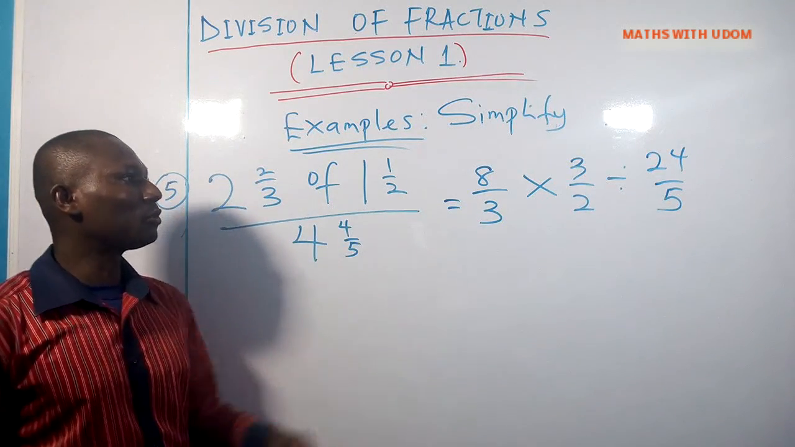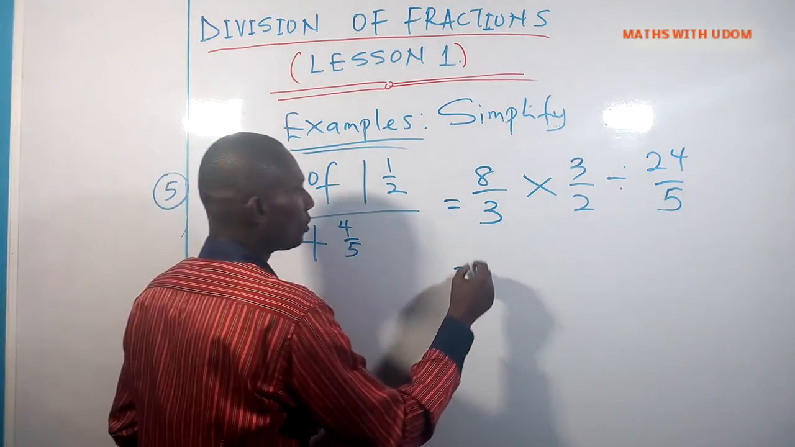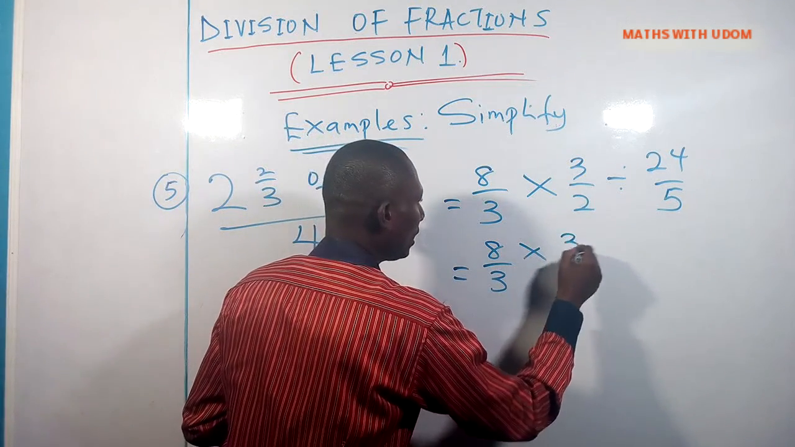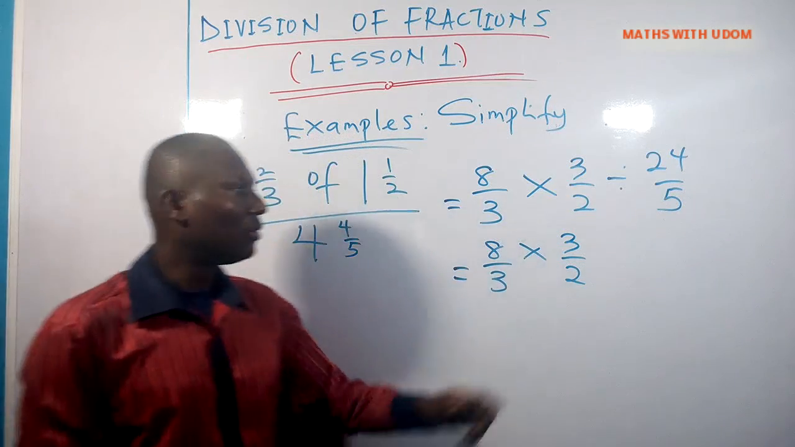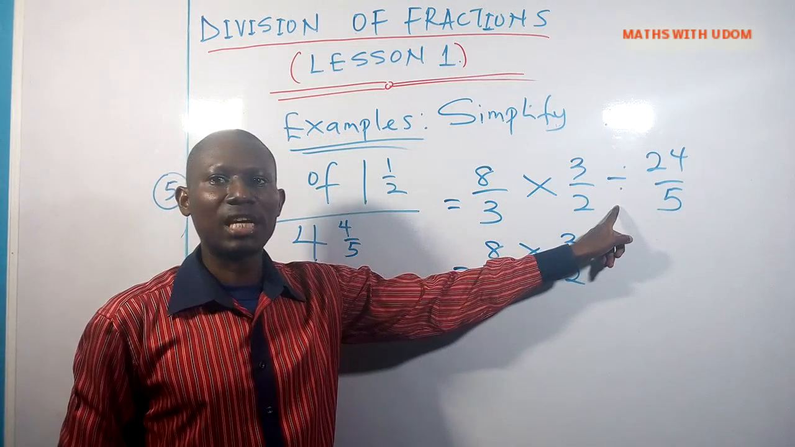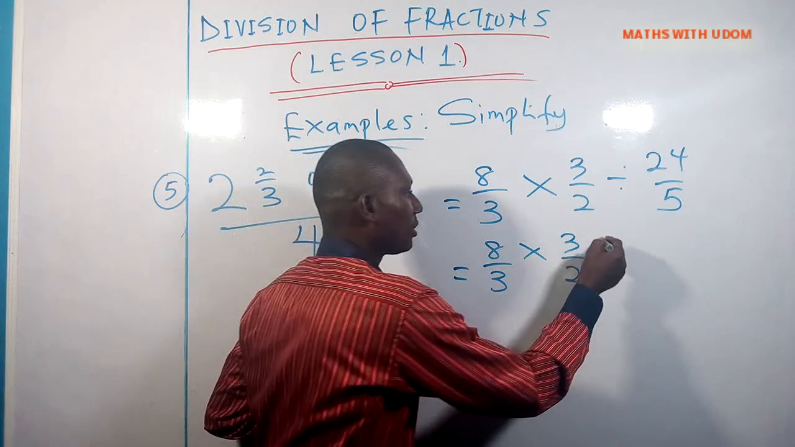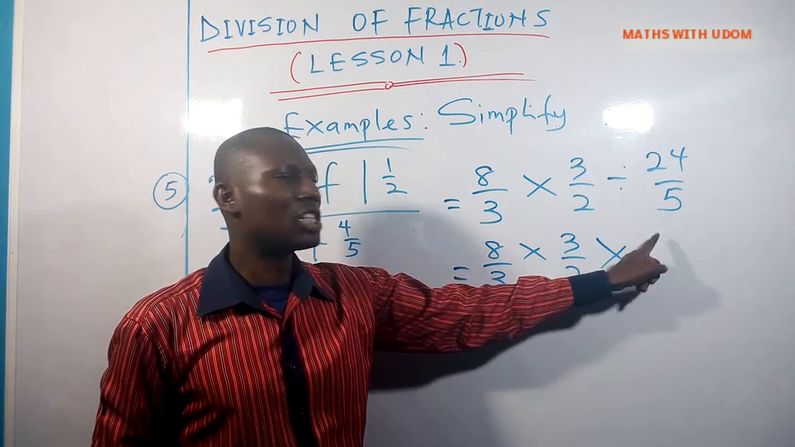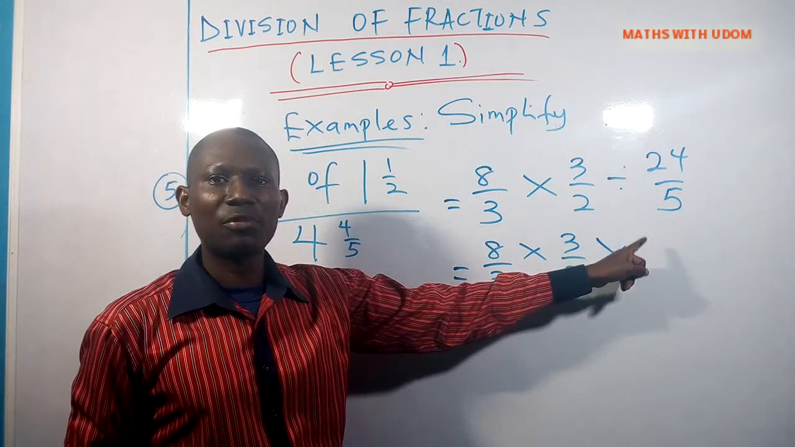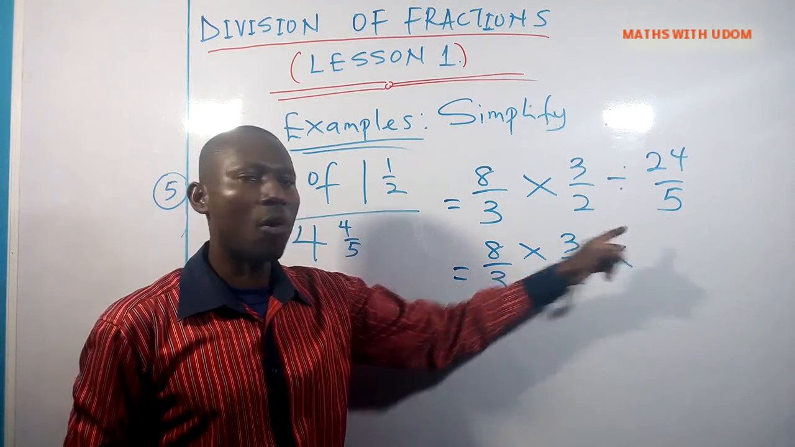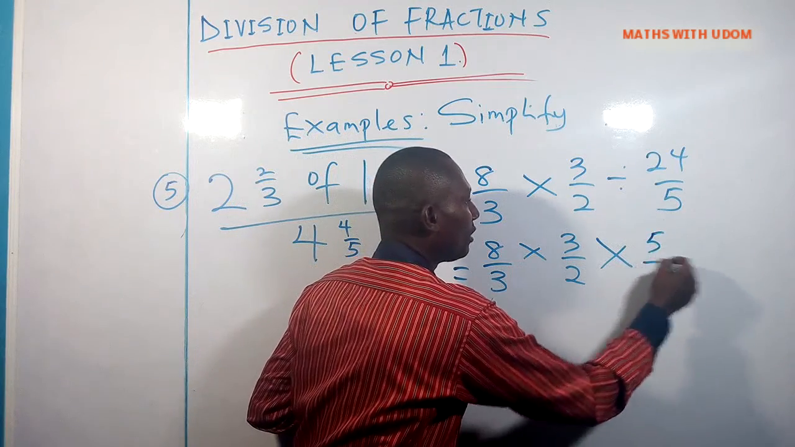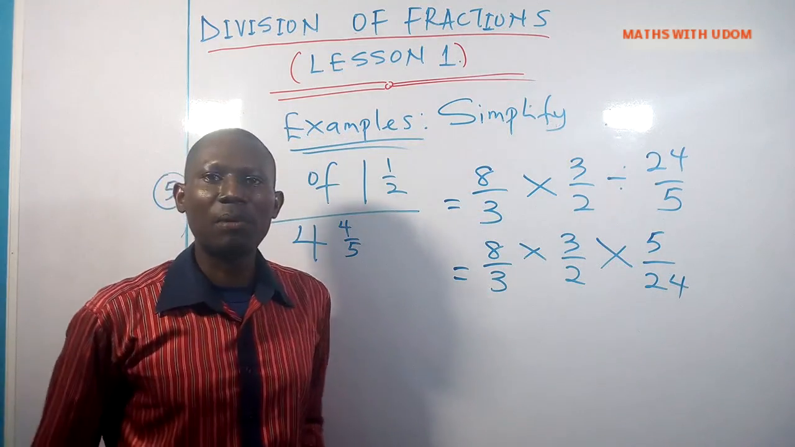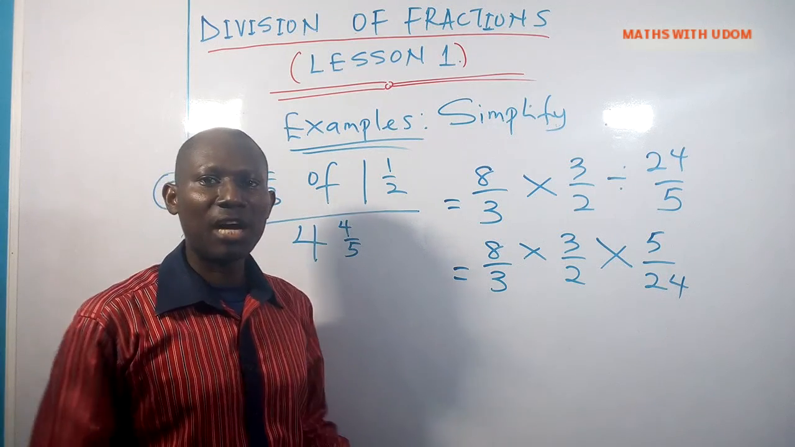So from here, what do we do? We have 8 divided by 3 times 3 divided by 2. Now, you change the division sign into what? Multiplication. And once that happens, you reverse the fraction. So the reciprocal of 24 over 5 is 5 over 24. So we have 5 divided by what? 24.